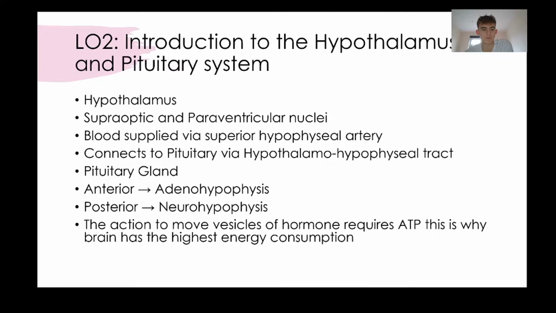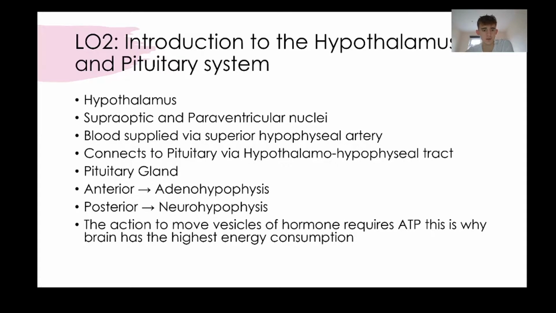So let's talk about the hypothalamus and the pituitary. In the hypothalamus, you've got the supraoptic and paraventricular nuclei, and the blood supplied to the hypothalamus is via the hypophyseal artery. Then we've got this connection between the hypothalamus and pituitary, which is sometimes called the hypophysis, via the hypothalamo-hypophyseal tract. The pituitary gland, or as we said, hypophysis, is split into two main parts.